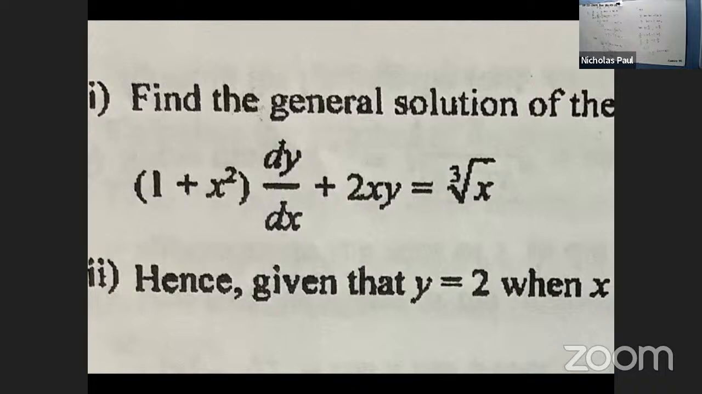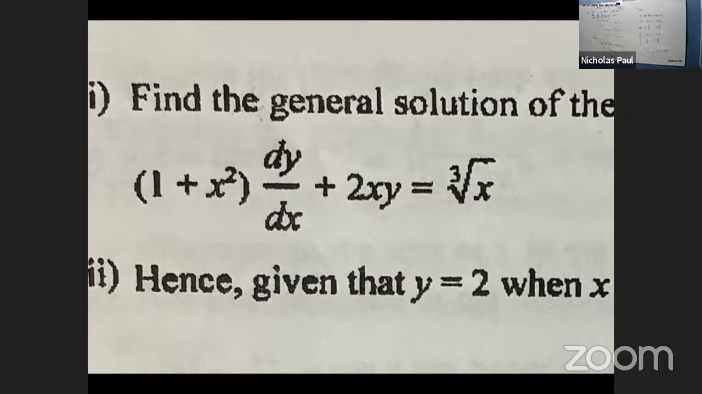Right, so the problem is... What's the problem here? Look at it. It's not looking like the last one. So we have a slight problem here. It's not looking like the last one.